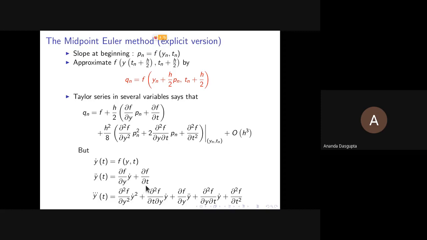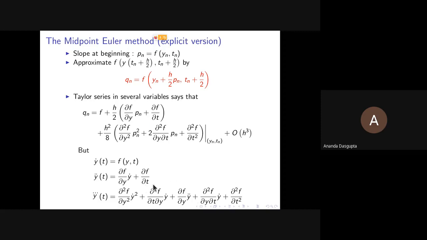So this much should be pretty obvious to everybody. Y triple dot, which is the derivative of this, is a longer expression but really not that difficult. What you do is take del f del y. When you differentiate that with respect to t, you get del 2f del y2 times y dot, and times the y dot that gives you del 2f del y2 y dot square, plus del 2f del y del t times 1 times y dot. Another term comes in because you are differentiating y dot keeping del f del y fixed, so you get del f del y times y double dot.